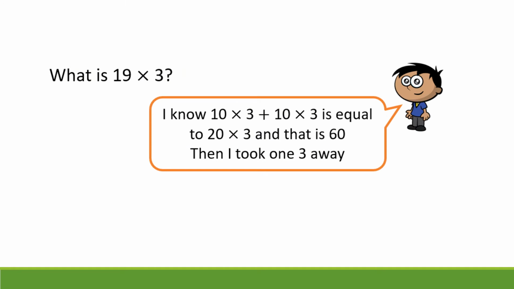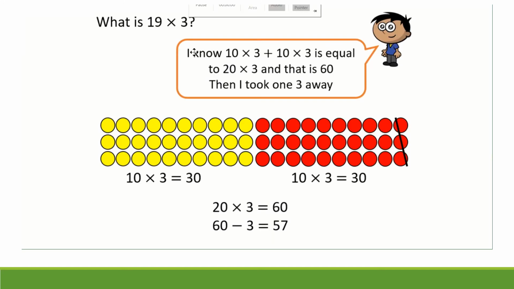Jack also has a method for calculating the answer to 19 times 3. He says he knows that 10 times 3 add 10 times 3 is equal to 20 times 3, and that answer gives you 60. And then all he has to do is take 1 3 away. Shall we look to see how he worked this one out? Oh, let's take a look at Jack's method.